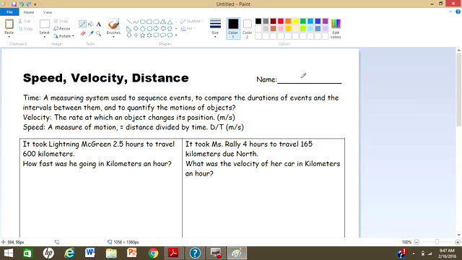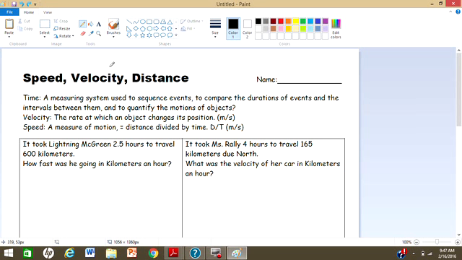Go ahead and take a minute to put your name on it. And then what we're going to do is work these together as we did before. I'm going to go through and tell you the things you need to watch carefully for. And then we'll work these through together. And after that, you'll have some problems to work on your own. So we're going to look at the main components of speed, velocity, and distance.